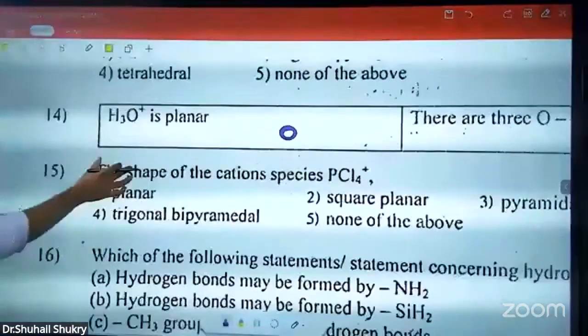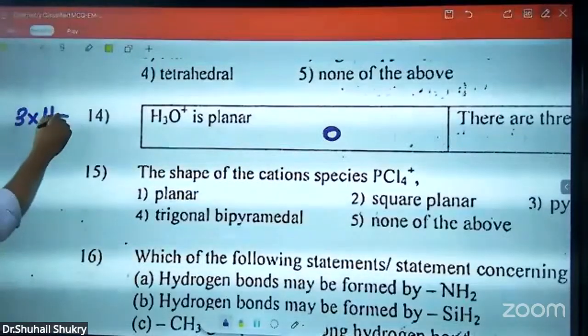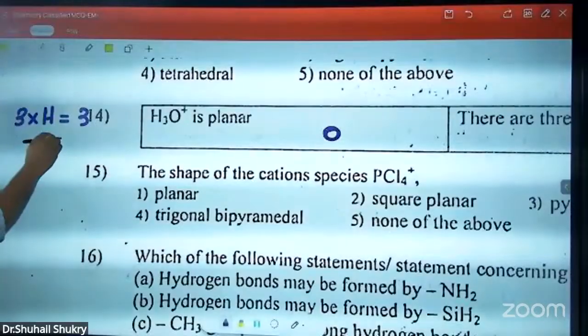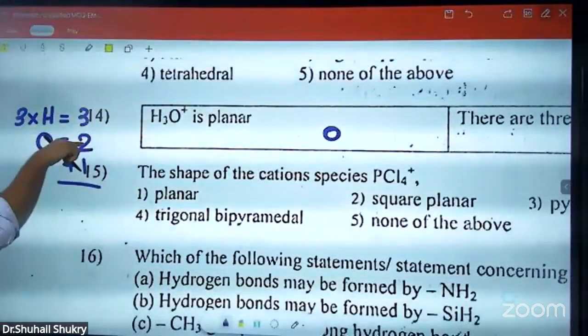I gave a way to get this. There are 3 hydrogens, so hydrogen valency is 1, altogether 3. Oxygen's valency is normally how much? 2. Then put 2. Plus means with the plus charge add 1. So 3, 2, 5, 5 and 1, 6.